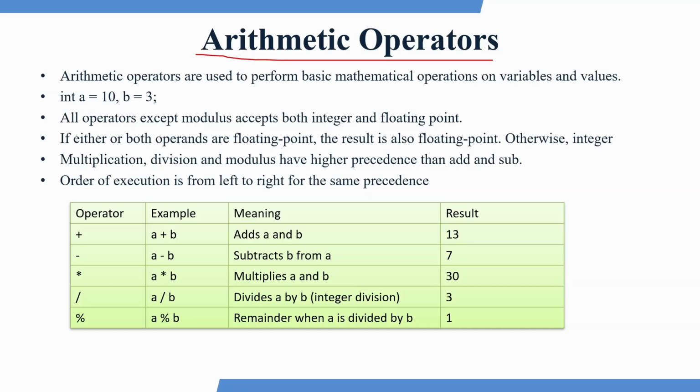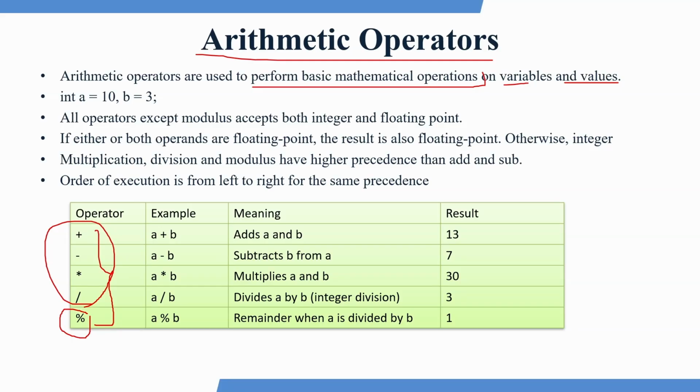Arithmetic operators are used to perform basic mathematical operations on the variables and the values which we have read earlier. Some of the basic arithmetic operations are addition, subtraction, multiplication, division. We know the meaning of all these operations, and the last one is the modulo operator. In division, we will be getting two results: one is the remainder, another one is the quotient.